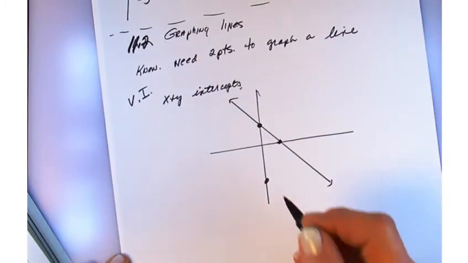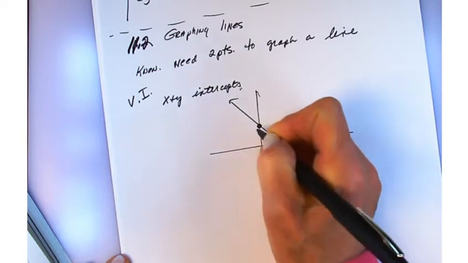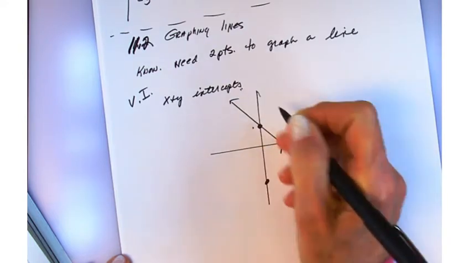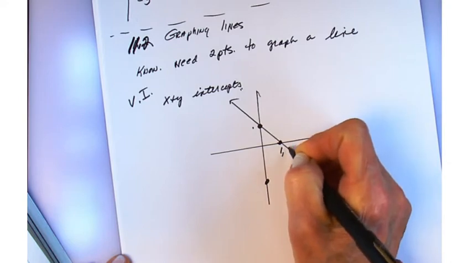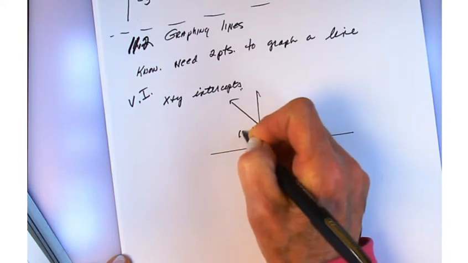So let me make that a 1 and let me make that a 2. Y equals 2, x equal to 1. Let's say it's 1, 4. And here we have 0, 3. Okay?